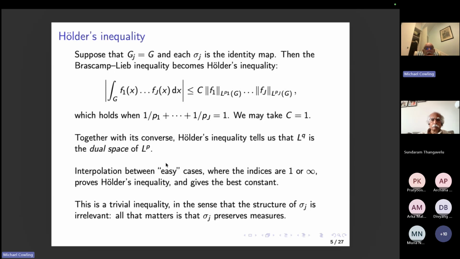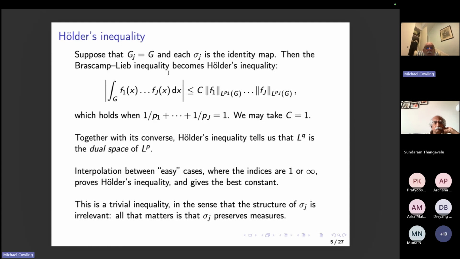But anyway, I claim that as far as this talk is concerned, this is a trivial inequality, because the structure of the mapping sigma_j is an isomorphism, but in fact the argument would work perfectly well if the mapping sigma_j was just a measure preserving mapping. And so there's nothing special about isomorphism or any group structure. This is a purely measure theoretic fact.